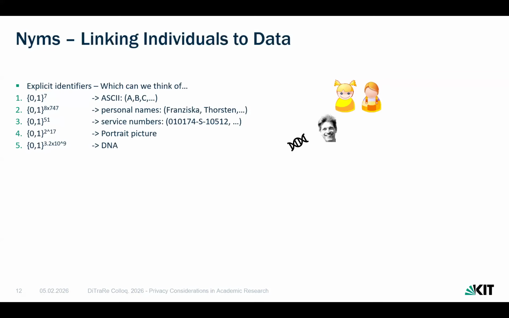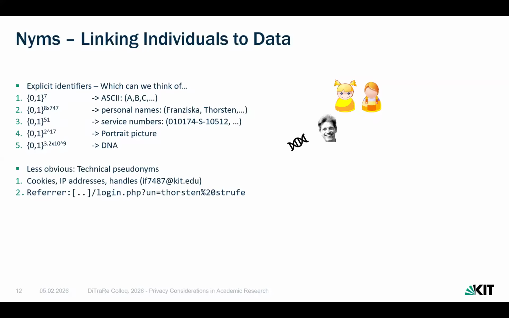These are usually the identifiers that in academic research we have to deal with directly, and that we also think about a lot. However, unfortunately, these are not the only things which are identifying people. Less obvious are technical pseudonyms. For instance, you have cookies, IP addresses, or certain handles which also directly identify people. However, we don't commonly think about that. Sometimes we do a lot of work with web activities, and in the referrers, very often you have direct names or direct identifiers written.